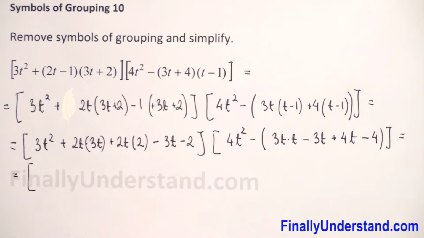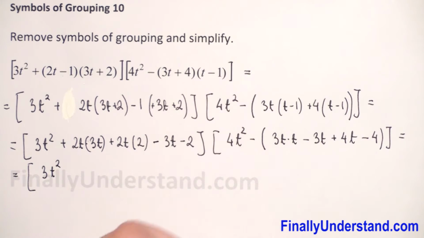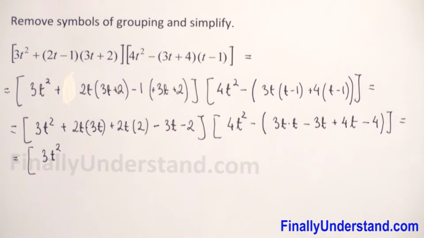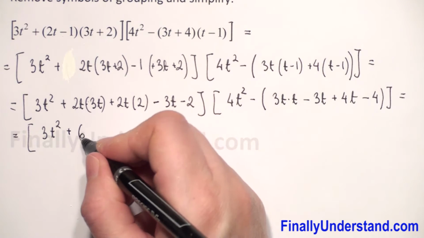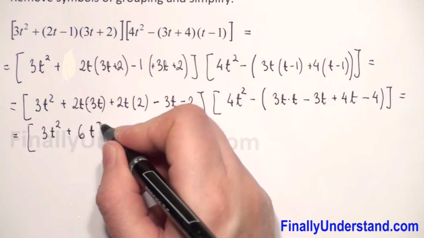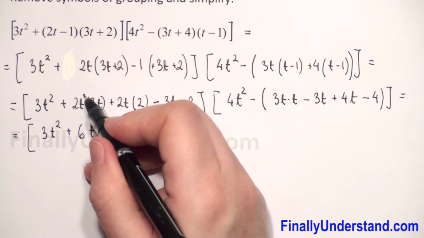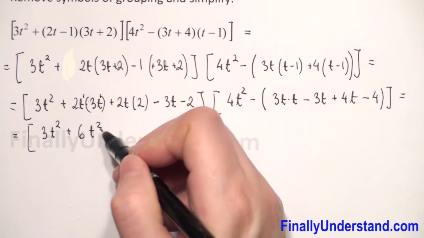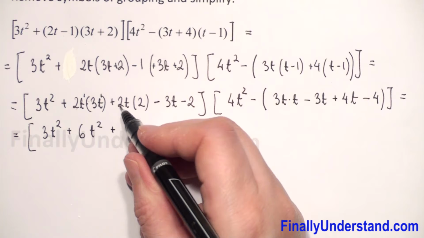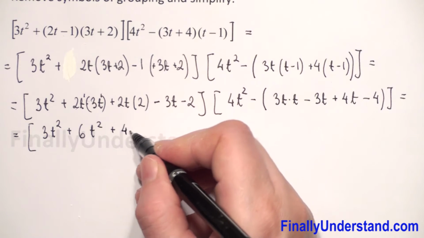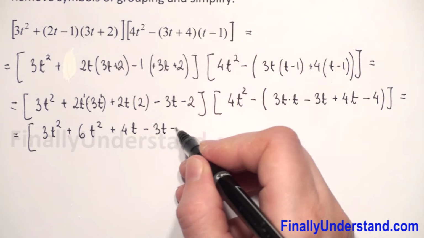And in the first brackets, we have to copy 3t squared. And now we have to do first multiplication. We have 2 times 3 is 6, t times t is t squared. When we have the same variable, we copy variable and we add exponents. 1 plus 1 is 2. So t times t is t squared. Plus, and we have 2 times 2 is 4, and t we have to copy. And now we have negative 3t, negative 2.